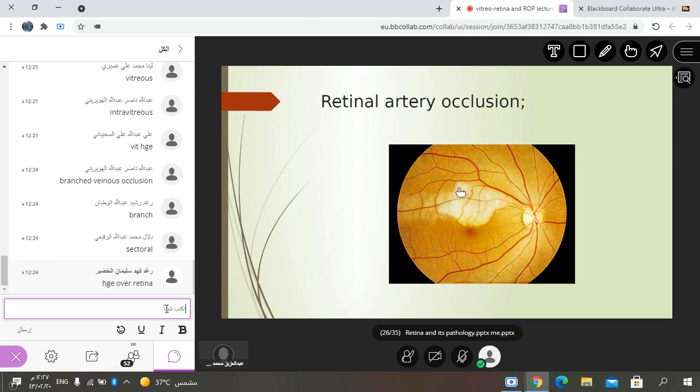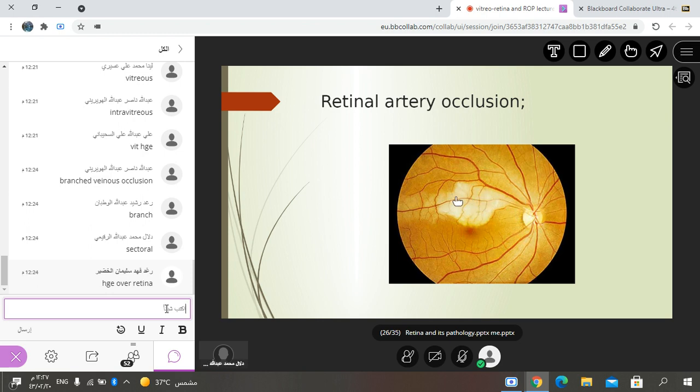Yes, what will you do? Okay, you label this patient as retinal artery occlusion. What will you do next? Surgery, or do you mean intervention? Investigation, I mean. Up to you. What will you do next?